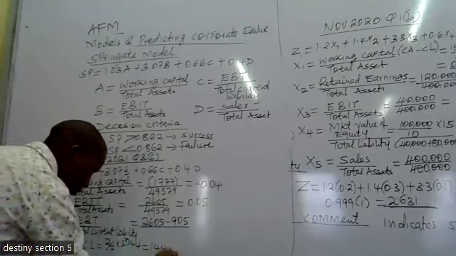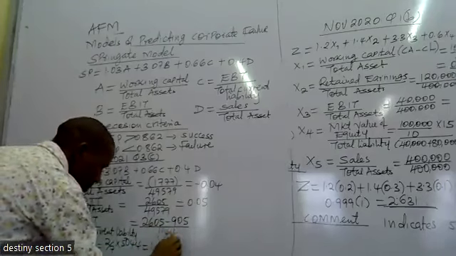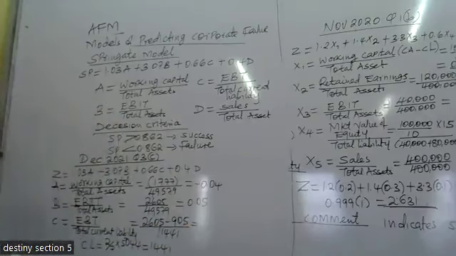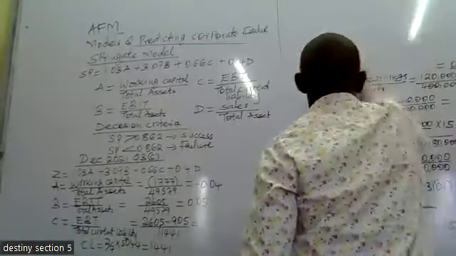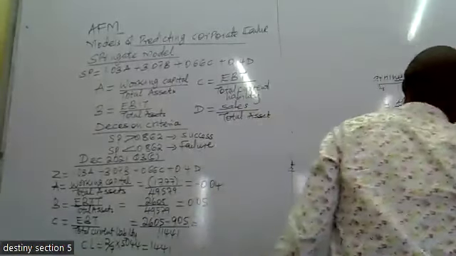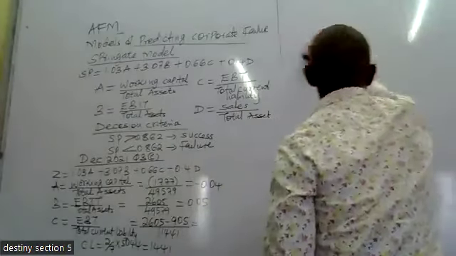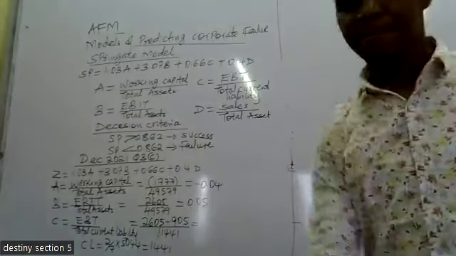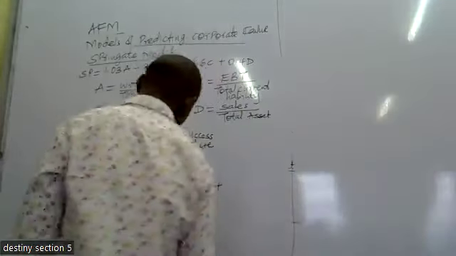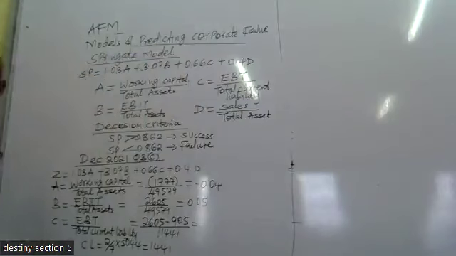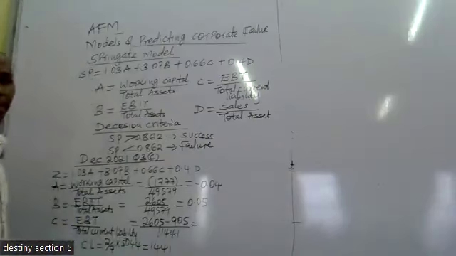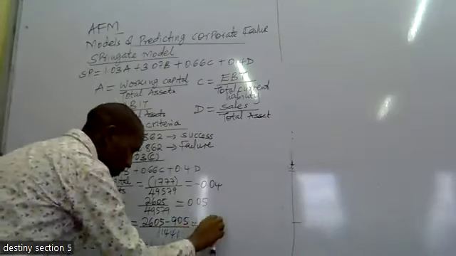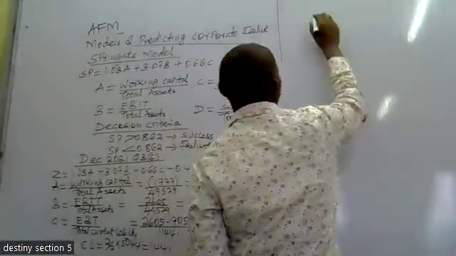So 14.41. That will give you how much? How much is it giving you? 1700 you divide by 14.41. This is giving you how much? 1.1. Now the last one is D.